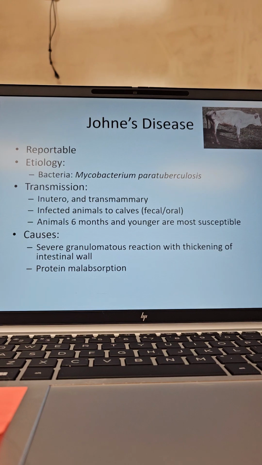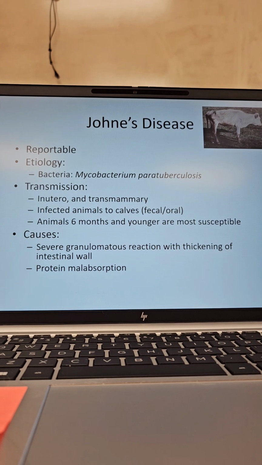Okay, we are going to work on this. We are starting at slide 113 for Johne's disease. What you need to know about Johne's disease: it is reportable. The etiology, what causes it, is Mycobacterium paratuberculosis.